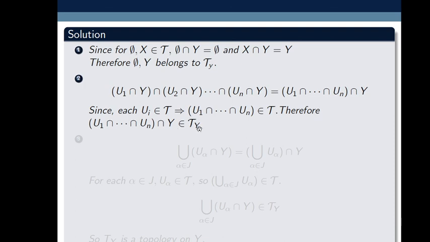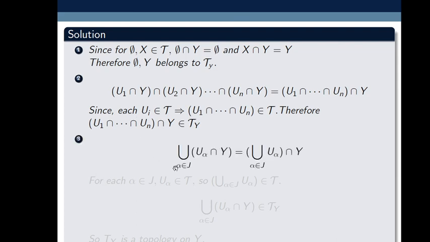What is our tau Y set here? Tau Y contains those elements u intersection y, where u belongs to tau. So here ui belongs to tau, that's why u1 intersection y belongs to tau Y. So the second condition is also satisfied.